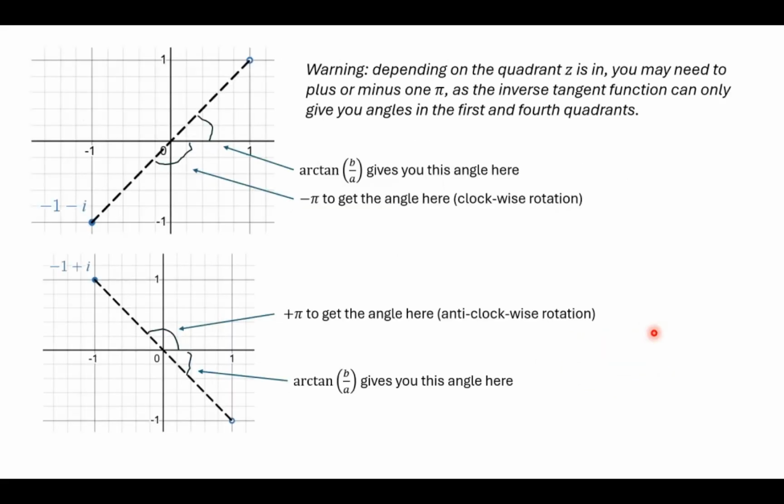Depending on the quadrant Z is in, you may need to plus or minus pi, as the inverse tangent function only gives you angles in the first and the fourth quadrants. And the arctangent runs from -pi over 2 to positive pi over 2.